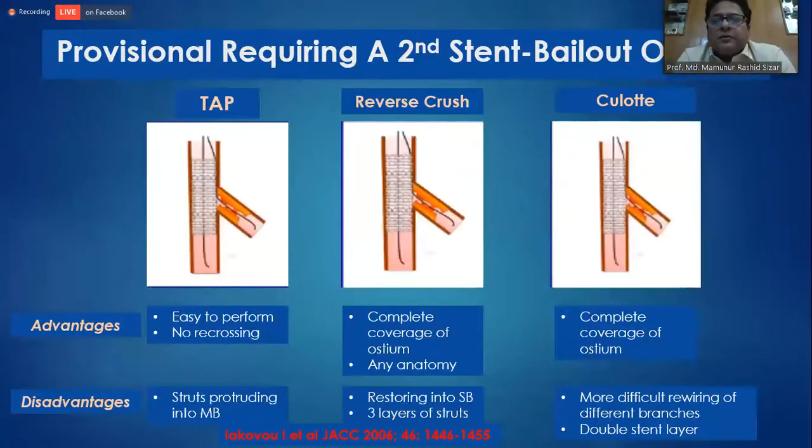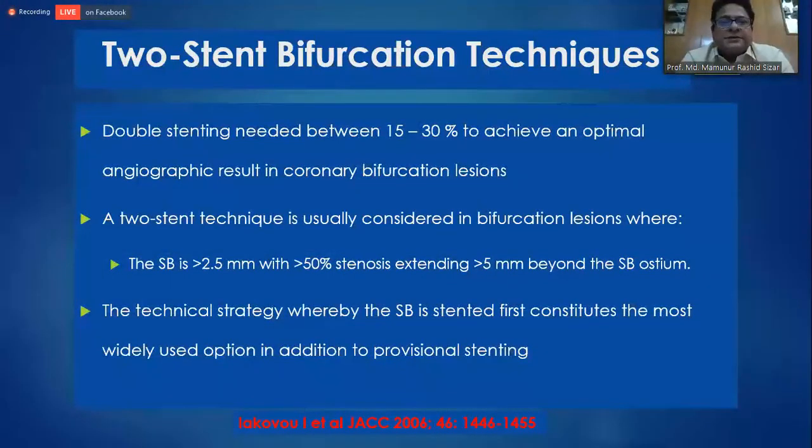Which are the options for second stenting? The T, TAP, reverse crush, and Culotte. DK crush is not suitable for second stent placement. Two-stent bifurcation techniques: double stenting is needed in 15 to 30% of patients to achieve an optimal angiographic result in coronary bifurcation lesions. A two-stent technique is usually considered in bifurcation when the side branch is more than 2.5 millimeter with 50% stenosis and more than 5 millimeter beyond the lesion.